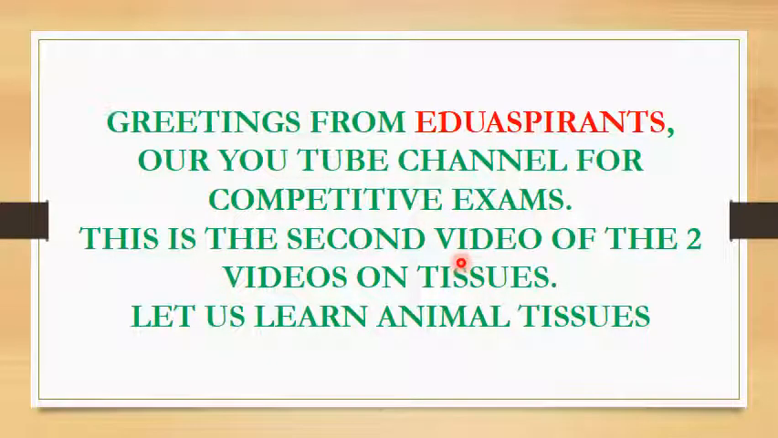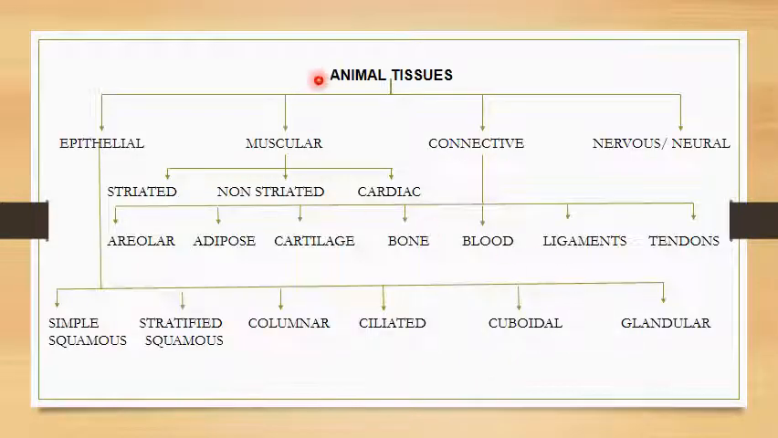This is the second video of the two videos on tissues. Let us learn animal tissues. Animal tissues are of four types: epithelial, muscular, connective, and nervous tissue.